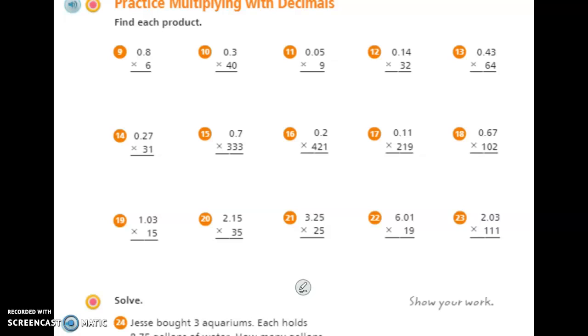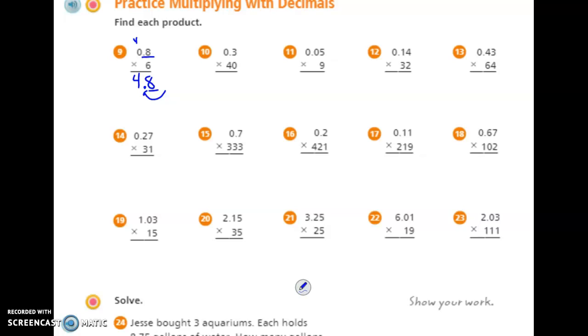So now we're going to try some problems without a chart at all. And you just have to remember that the number of decimal places in the factor is going to be the same as the number of decimal places in your product or your answer. So for number 9, I'm just going to pretend that that decimal isn't even there, and I'm just going to multiply like normal. 6 times 8 is 48. Bring my 4 up here. 6 times 0 is 0, plus 4 is 4. Now, I have 1 decimal place in my factor, so I'm going to have 1 decimal place in my answer, and my decimal goes right there. And I'm starting at the right and counting that way.